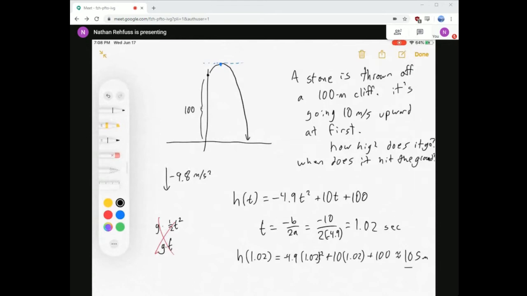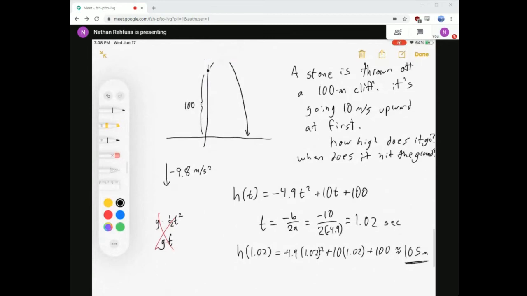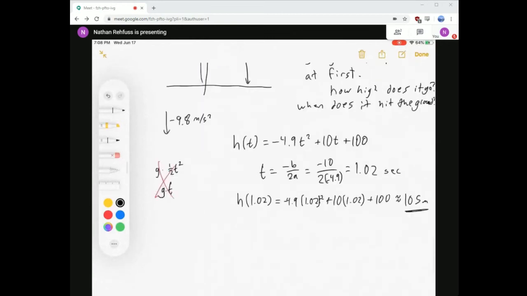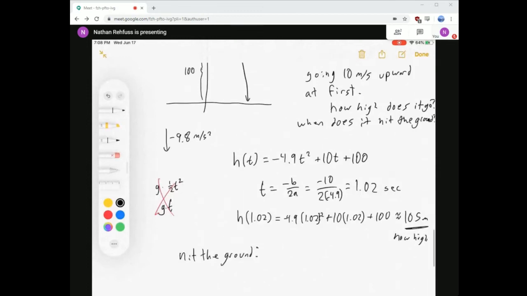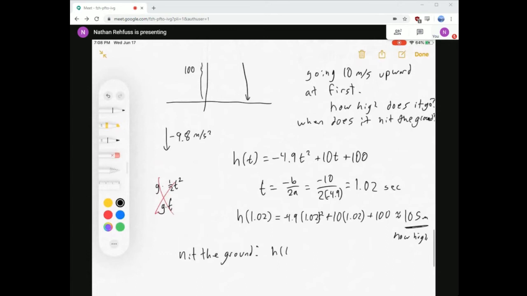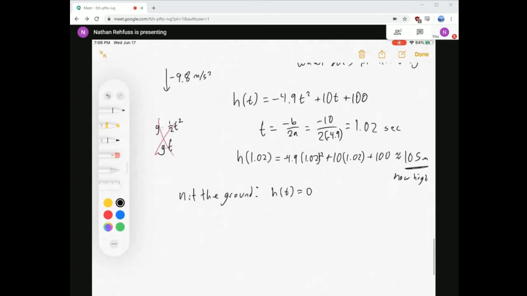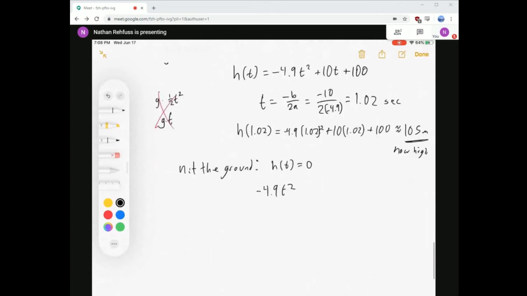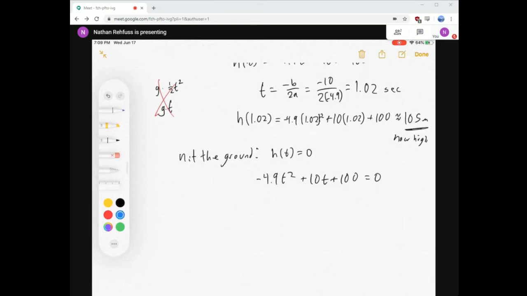When does it hit the ground? Well, that's even easier. So this is how high. When it hits the ground, well, that's when it has a height of 0, right? So that happens when h of t equals 0. Or in other words, when negative 4.9 t squared plus 10t plus 100 equals 0. Well, that's just a quadratic equation, and so we can use the quadratic formula. A is negative 4.9, B is 10, C is 100.